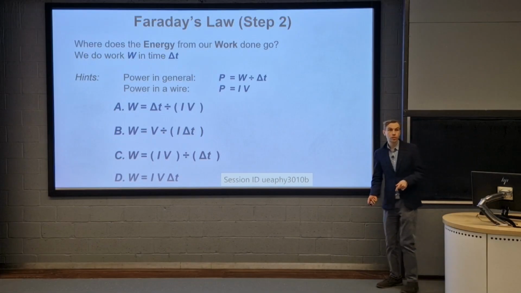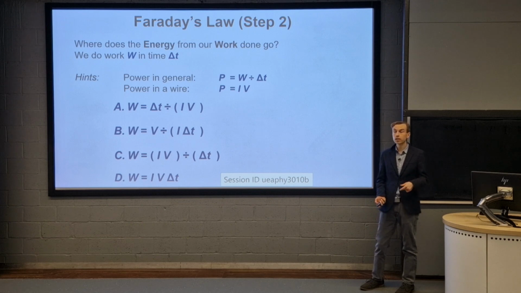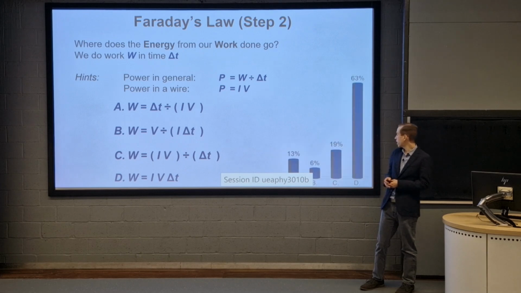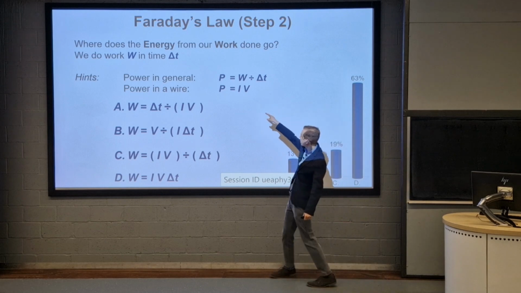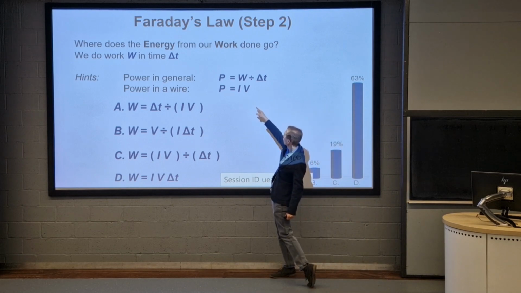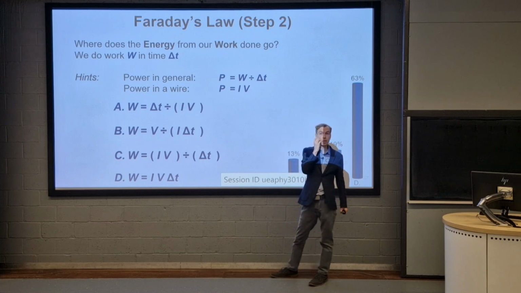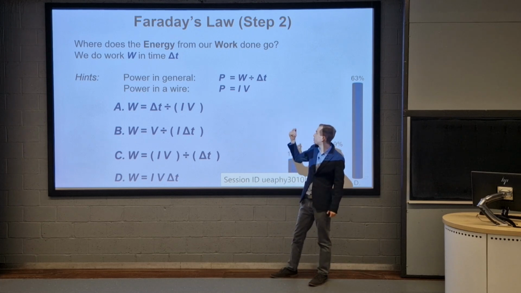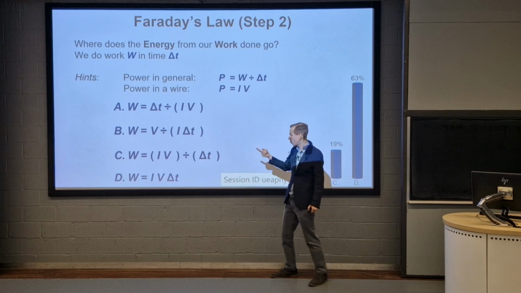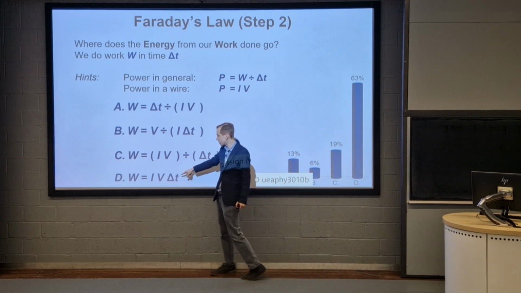Okay, very good to see those responses coming in. Let's take a look. Let's see what everybody thinks for where this energy has gone. What does everybody reckon here? Okay, so some people going for all of them. So really all we're doing here, we're setting these two powers equal to each other. So we know that IV is equal to work divided by delta T. We're solving for work, so we just multiply by the delta T. And what do we get over here? We get option D over here.